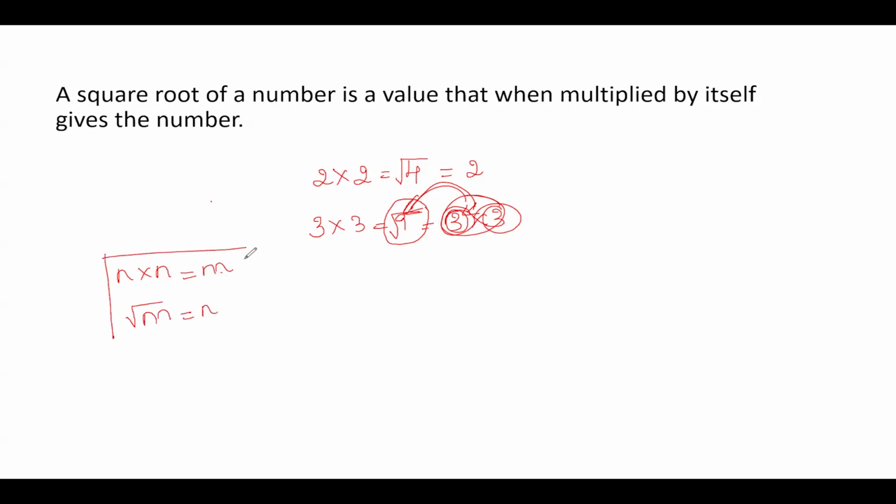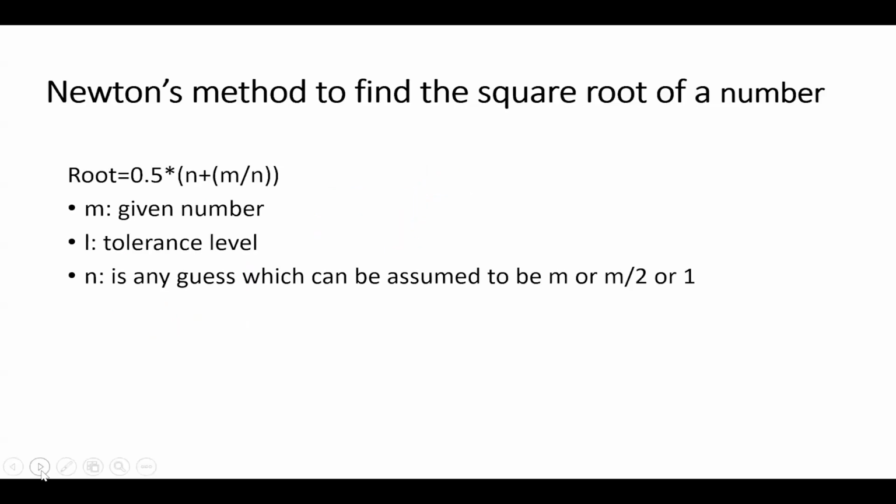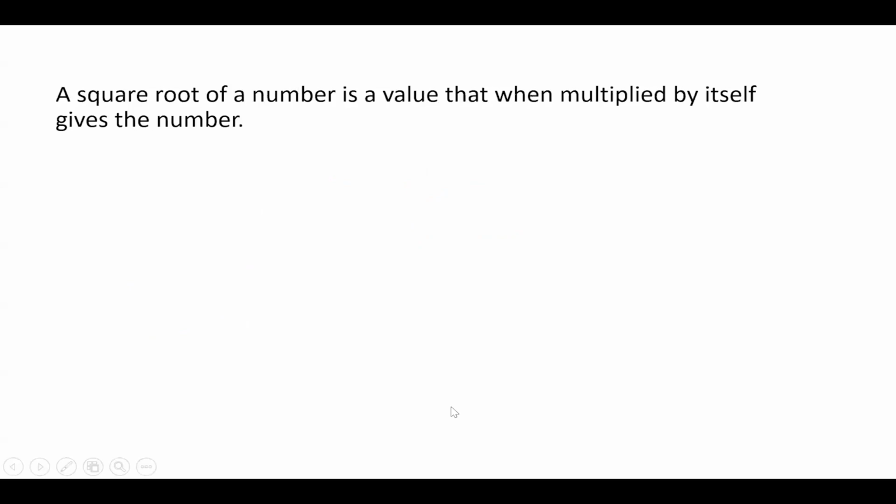Okay, so with this understanding, let us go ahead and try to find out how to check the square root of a given number. There are many methods. In today's session, we will be looking into Newton's method to find the square root of a number. So this basically works on the principle of guessing the number. Let me give you one example before we get on to the algorithm directly.